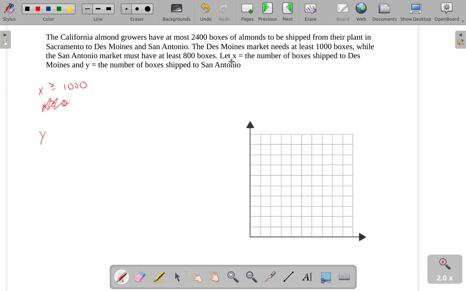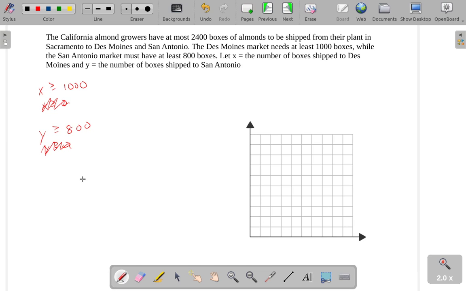For boxes shipped to San Antonio, the San Antonio market must have at least 800 boxes. So we're going to say Y is greater than or equal to 800. And similarly, we would normally do Y is greater than or equal to 0, but that one's unnecessary if we're already saying Y is bigger than or equal to 800.